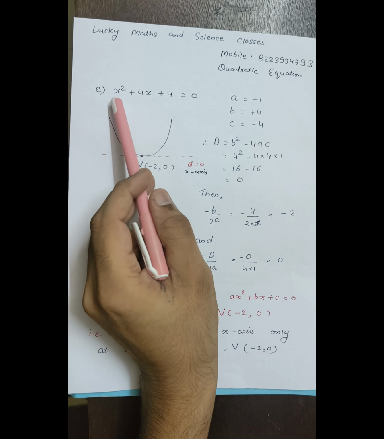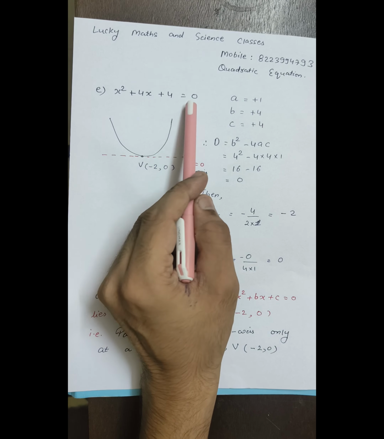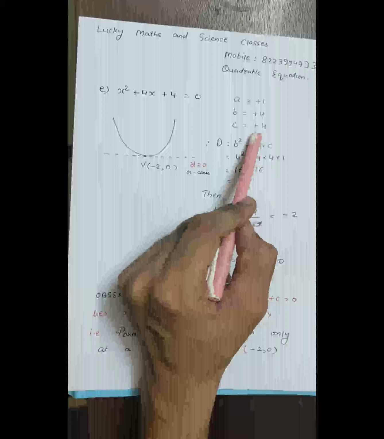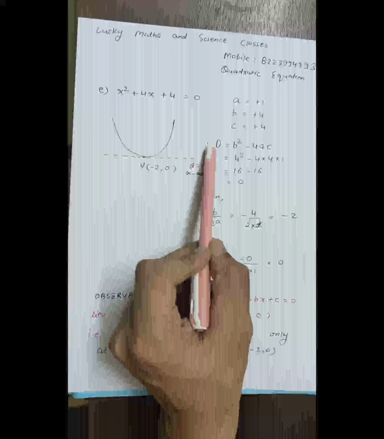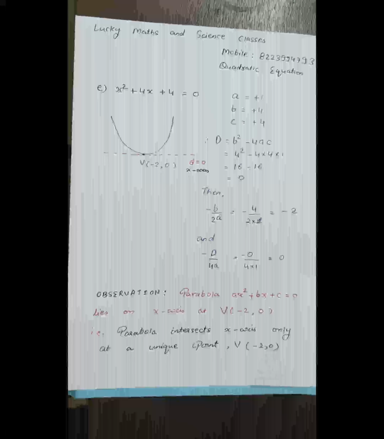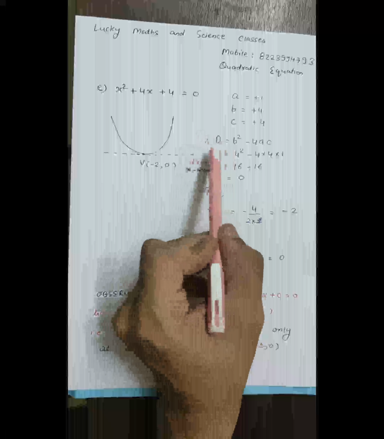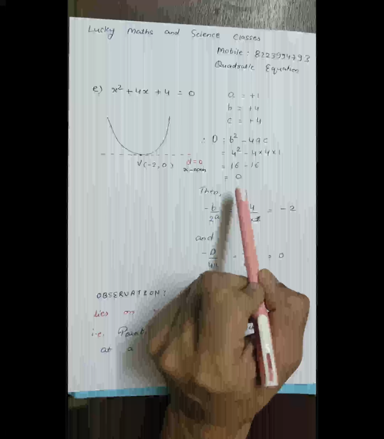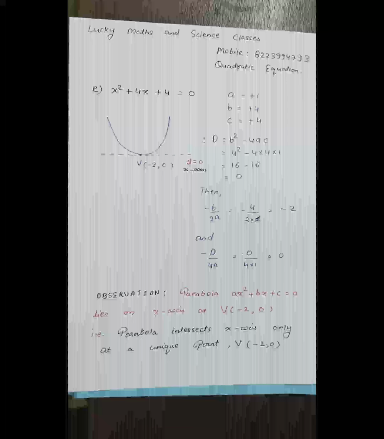The last part, x square plus 4x plus 4 is equal to 0. Value of a is plus 1, value of b plus 4 and value of c plus 4. Again, the discriminant is equal to 0. Minus b upon 2a is minus 2 and minus d upon 4a is again 0. Now try to observe what we had learned. If capital D, if discriminant is equal to 0, we will be having two equal real roots, either rational roots or irrational roots, but they are equal.